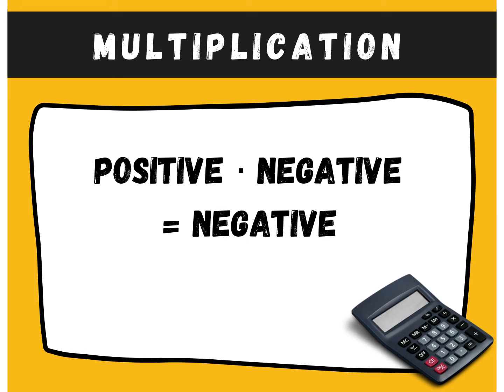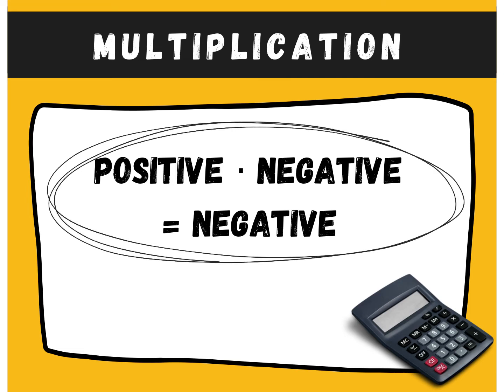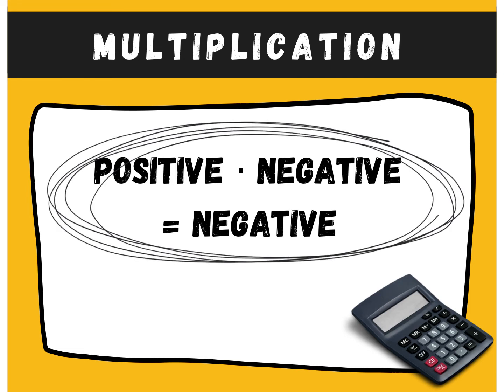Now, this is an important rule for you to understand, so I would highly suggest writing this in a notebook. Anytime you're multiplying a positive by a negative, you'll get a negative answer. Once you know that fact, multiplication with integers becomes a lot easier.